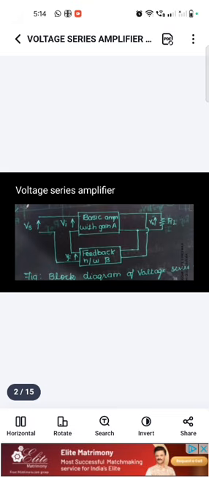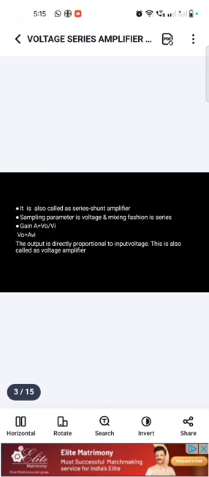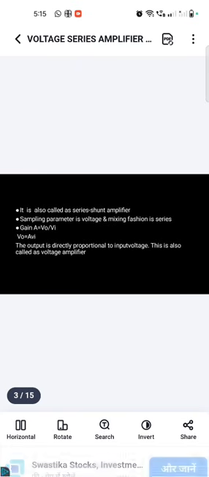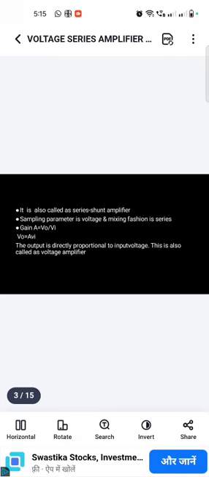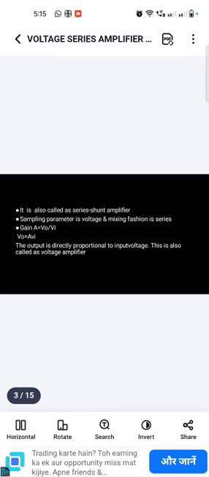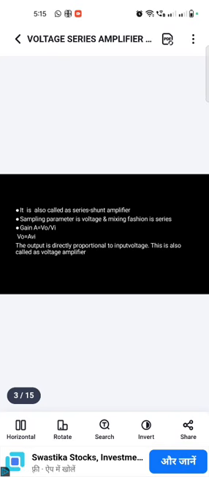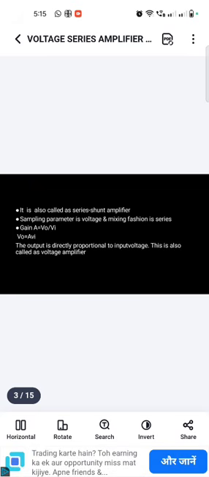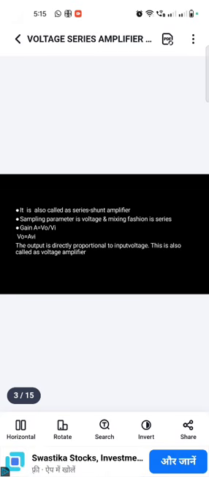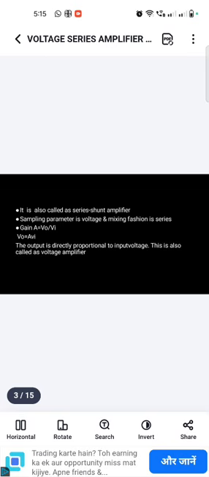So what is the other name of voltage series amplifier? Series shunt feedback amplifier. So see this slide. It is also called as series shunt amplifier. Here the sampling parameter is voltage and the mixing fashion is series. What is the general gain? Output voltage by input voltage. So simply we can say this as a voltage amplifier. Okay. So what is the output voltage now? Which is equal to gain into input voltage. So we understand the output is directly proportional to input voltage. Okay. So we can simply say this amplifier as a voltage amplifier.